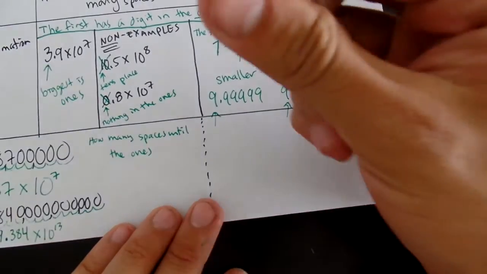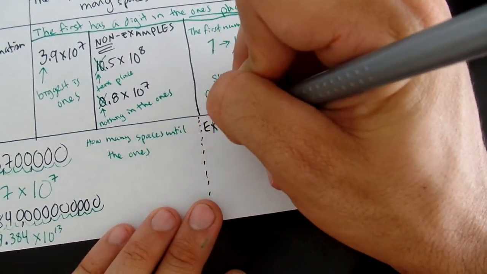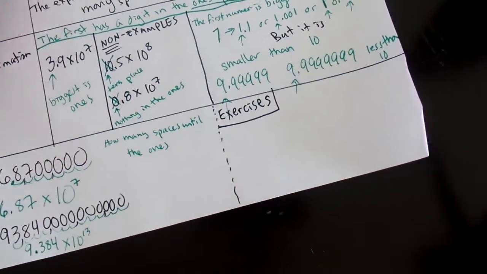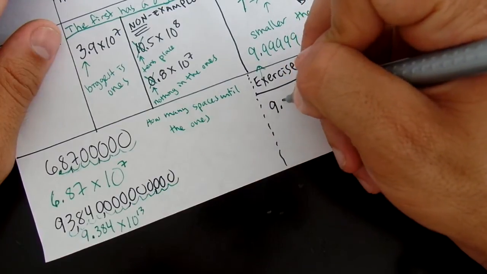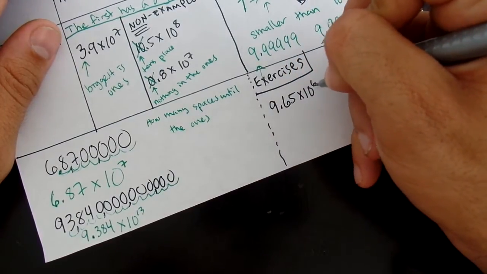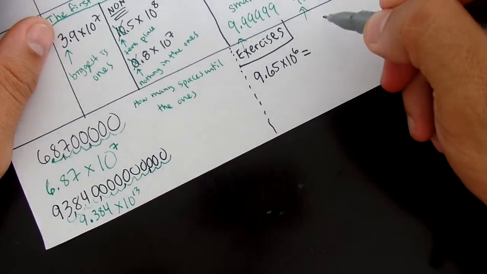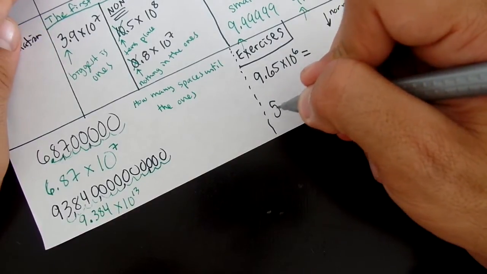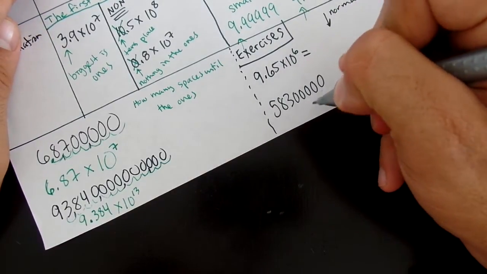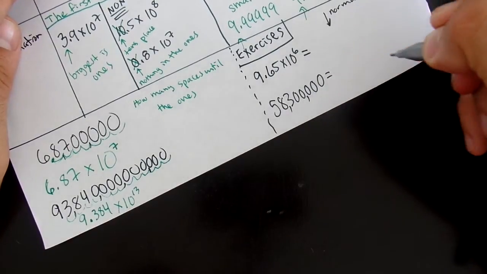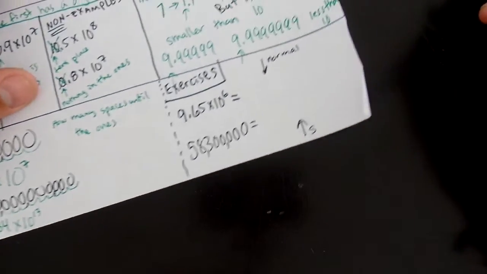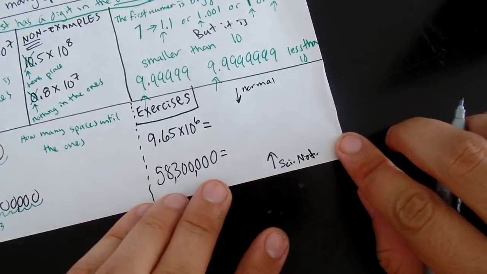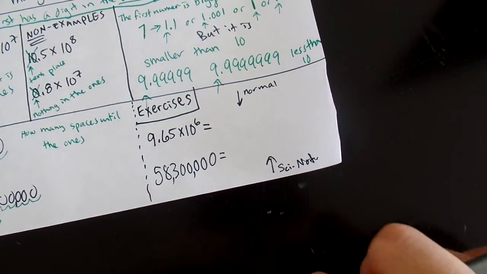So your exercises are going to be short this time. You're welcome. Just 2. So for one example, let's do 9.65 times 10 to the 6 equals, and make that one normal number, and then we'll go backwards. So 5830000 equals, and then tell me that one in scientific notation. Okay? I think this topic is a little confusing at first.